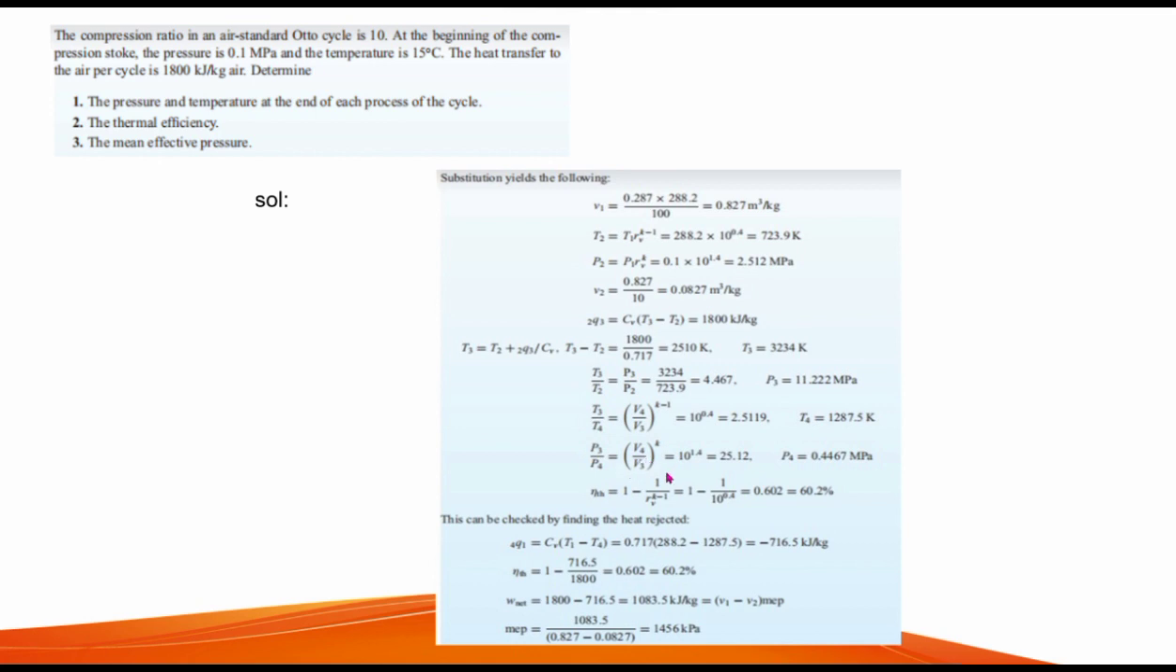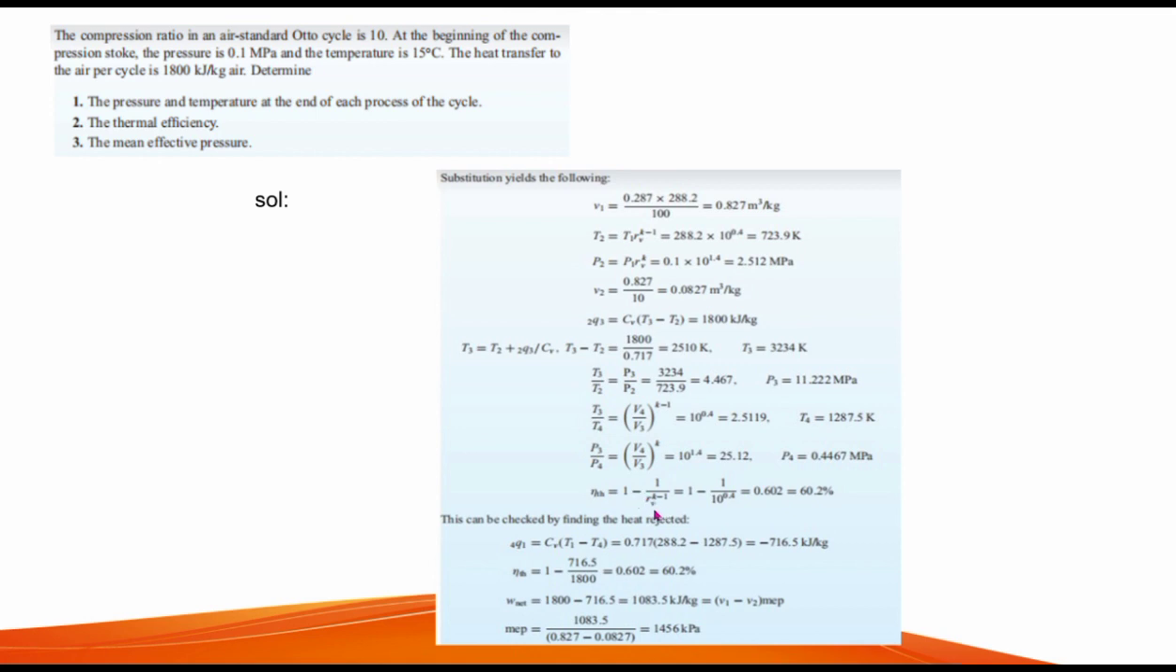Then for solving our P4, we have the formula P3 over P4 is equal to V4 over V3 raised to k, and it is equal to 10 raised to 1.4, which is 25.12. So we have the value for P4, which is equal to 0.4467 megapascal.